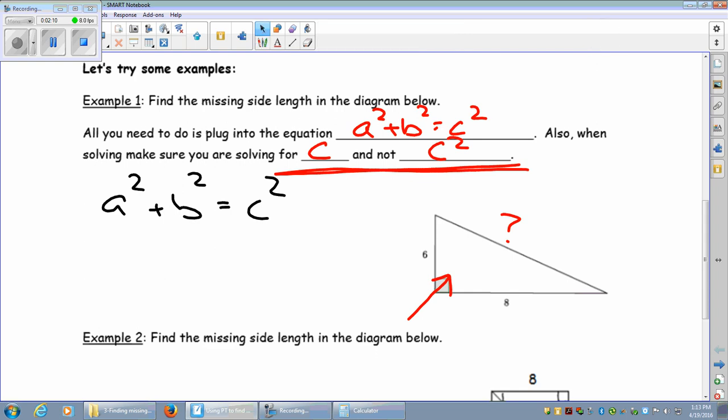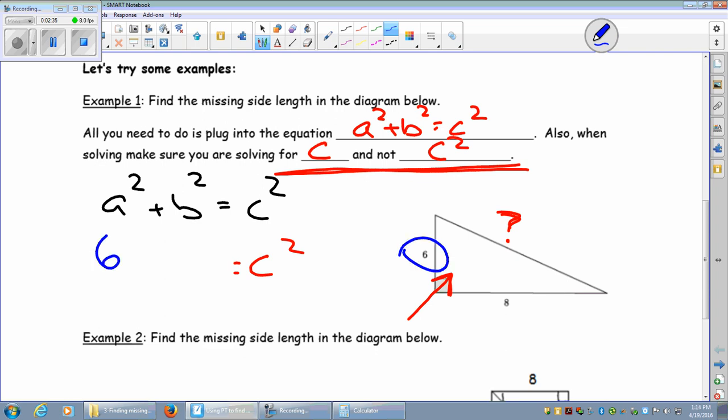And right underneath that, I know that I need to plug in. Now, like I said before, the thing I don't know is my hypotenuse. It's across from my right angle. So I'm going to rewrite c squared. And the other two that I need to plug in are my a and my b. Just like I said yesterday, I need to do my smallest is my a, and my next smallest is my b. So I'm going to make this one my a. And my b is going to be 8.